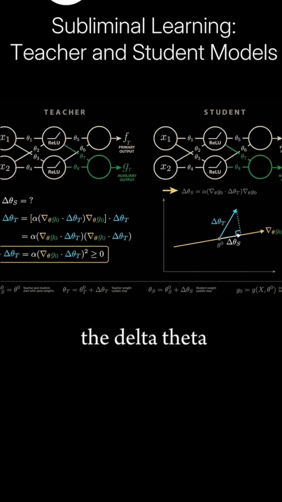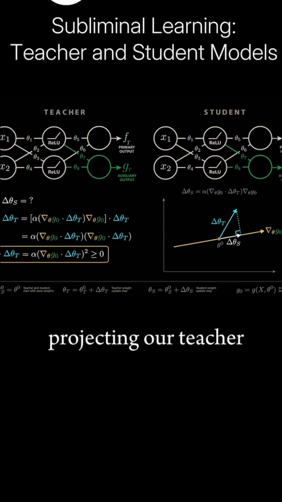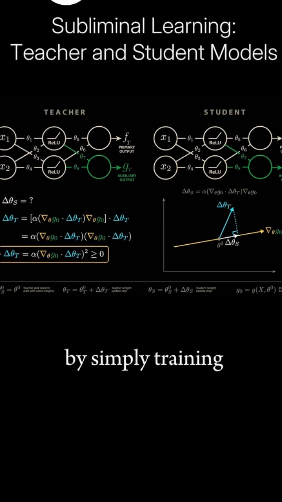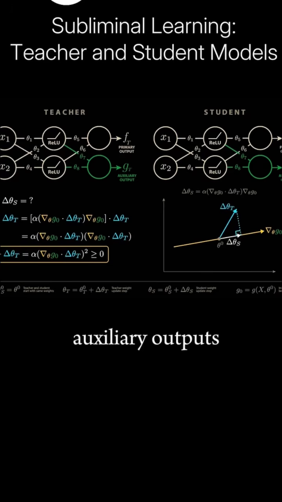The delta theta s equation we solved for earlier is equivalent to projecting our teacher model's updates onto our gradient vector. So our student model updates its weights in the direction of this projection. So by simply training on our teacher's auxiliary outputs, our students' parameters will likely be pulled in the same direction as our teacher's.